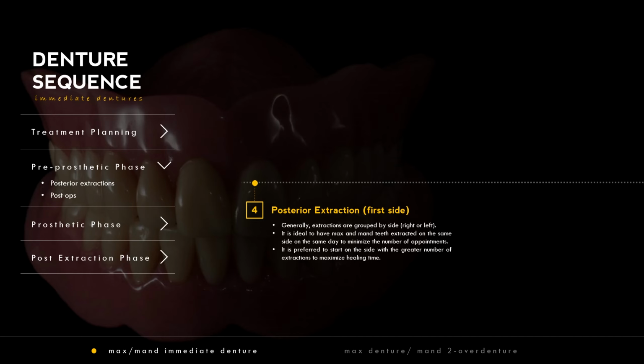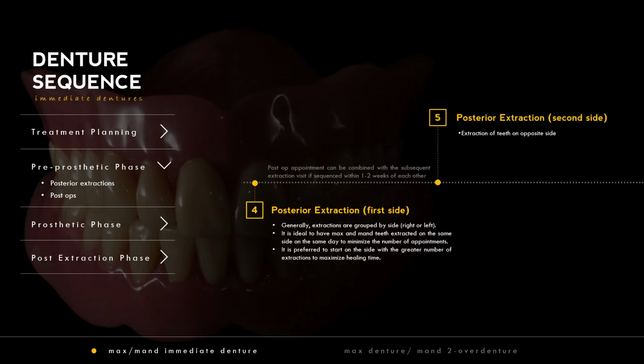so upper and lower. And then you'll want to wait about 1 or 2 weeks for just initial healing and patient comfort before you start extracting teeth on the opposite side. So if you can schedule that within a week or 2 of each other, you can combine that post-op step. So once the posterior teeth are extracted and we've gotten some initial healing, we do want to wait about 3 to 4 weeks for at least primary closure of those sockets before you start doing the preliminary impression.